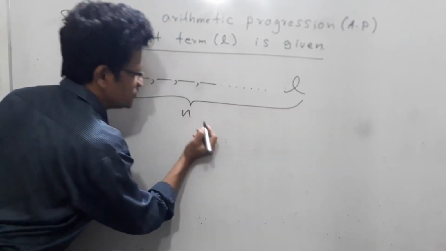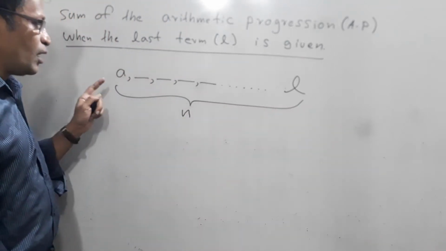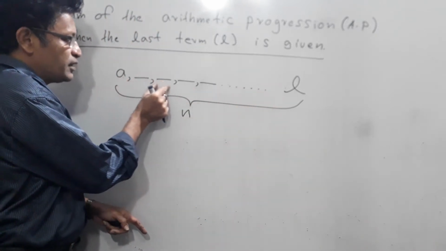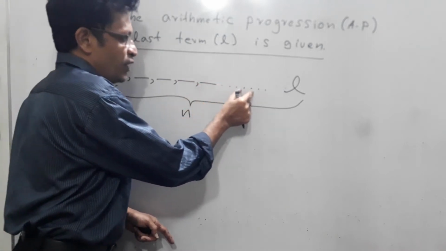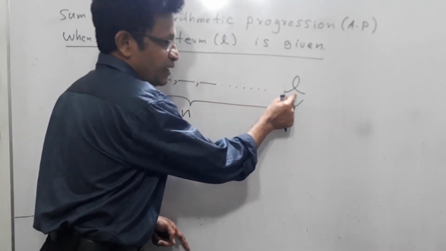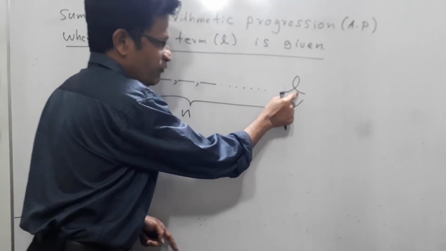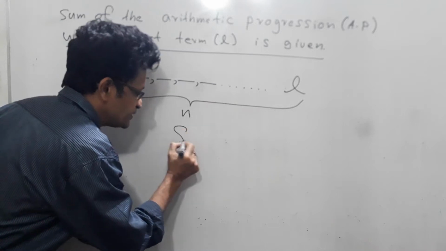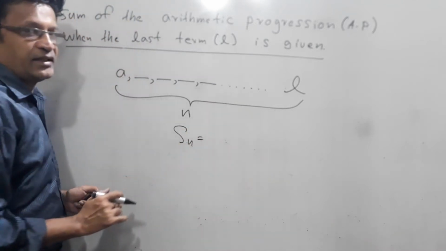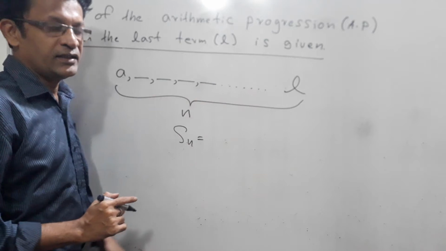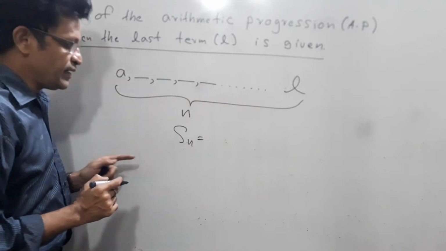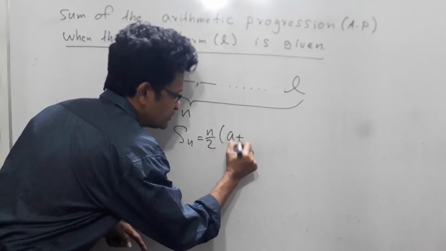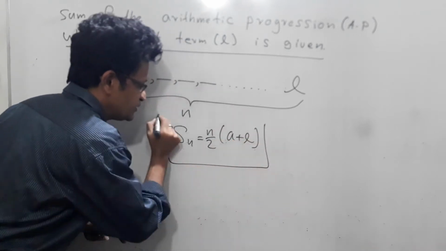Now, if you want to find the sum of this arithmetic progression, you have to add the first term, second term, third, fourth, fifth, likewise. If you add all the terms till L, including L, what is the sum? That sum is Sn. Clear? To find that Sn, there is a formula: Sn equals n over 2 times (a plus L). This is the formula.